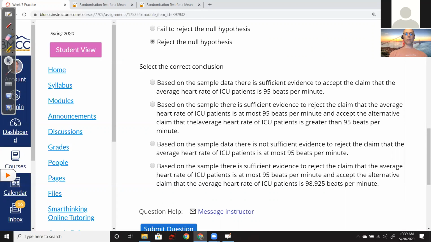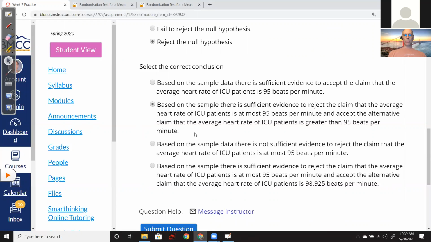So definitely not the first one. Second one: based on the sample, there is sufficient evidence to reject the claim that the average heart rate of ICU patients is at most. Okay, so that's rejecting "at most," which was my null hypothesis, so that starts off good. And accept the alternative claim that the average heart rate of ICU patients is greater than 95 beats per minute. Looks pretty close to what I wrote.